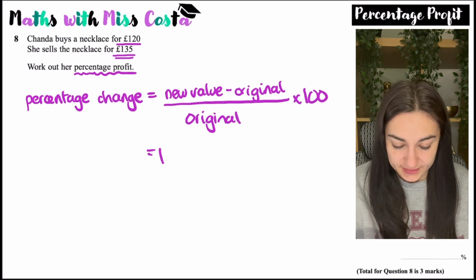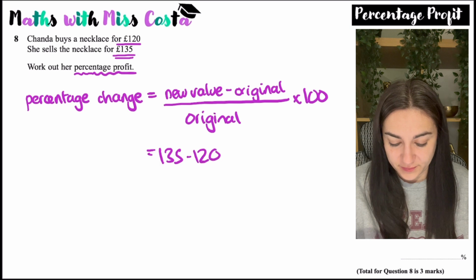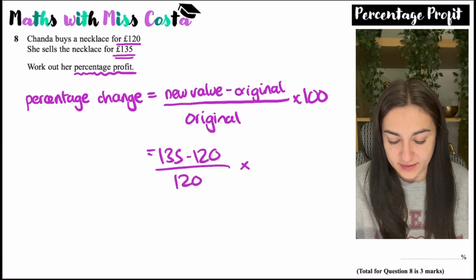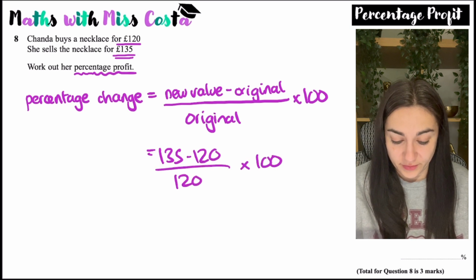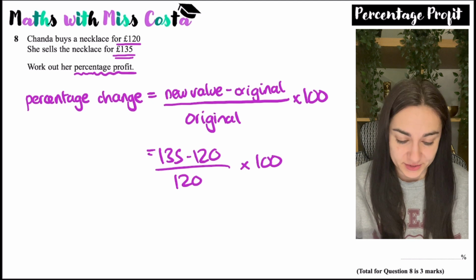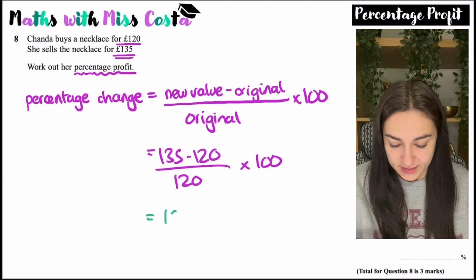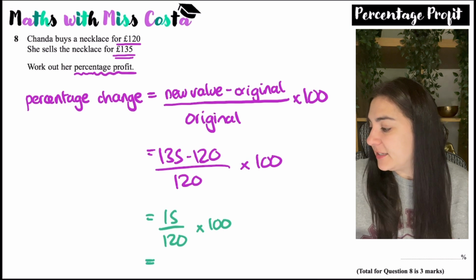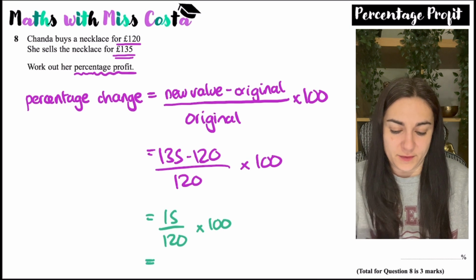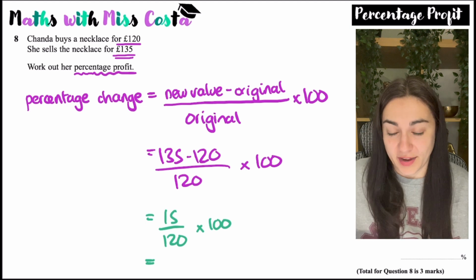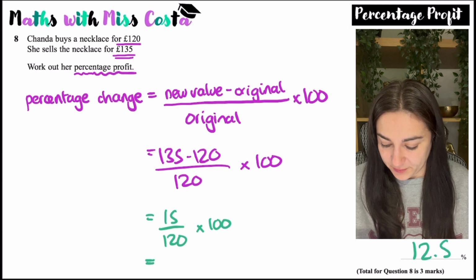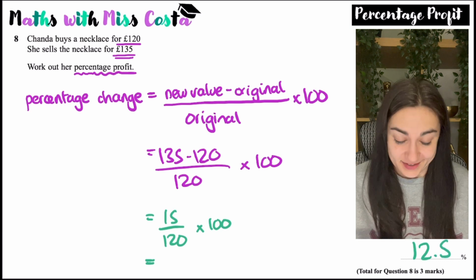So the difference, 135 take 120 over 120. I'm just plugging in the numbers from the question. It's going to give me 15 over 120 times by 100. So I can just plug that into a calculator. 15 divided by 120 times by 100 gives me 12.5. So that would be my percentage profit.